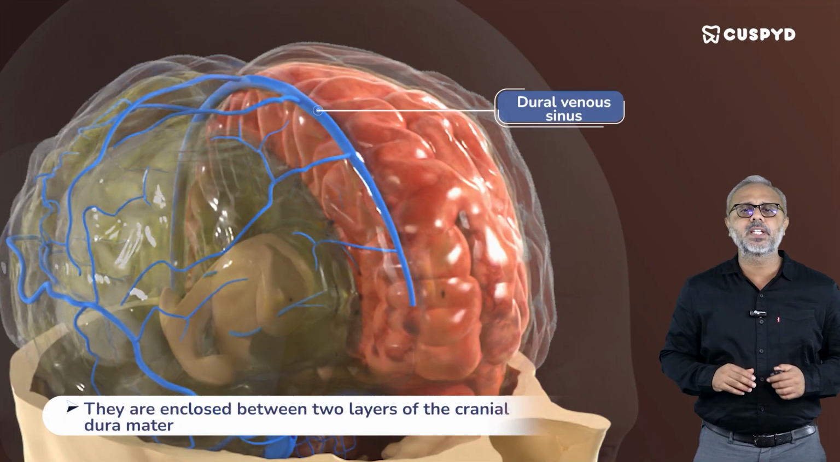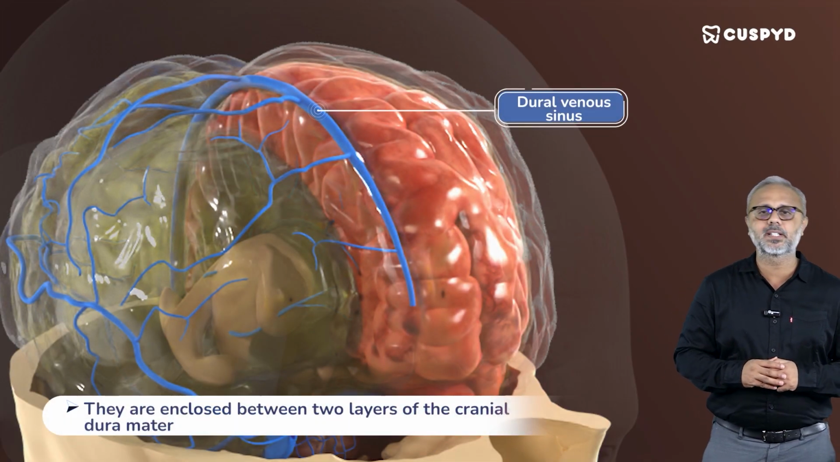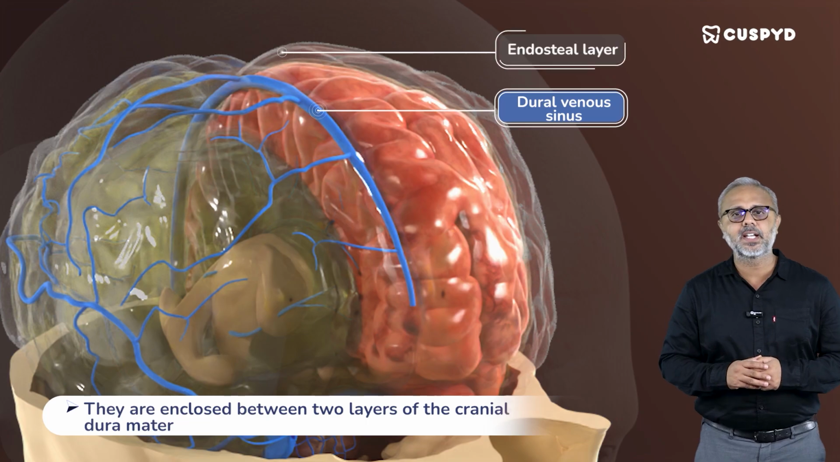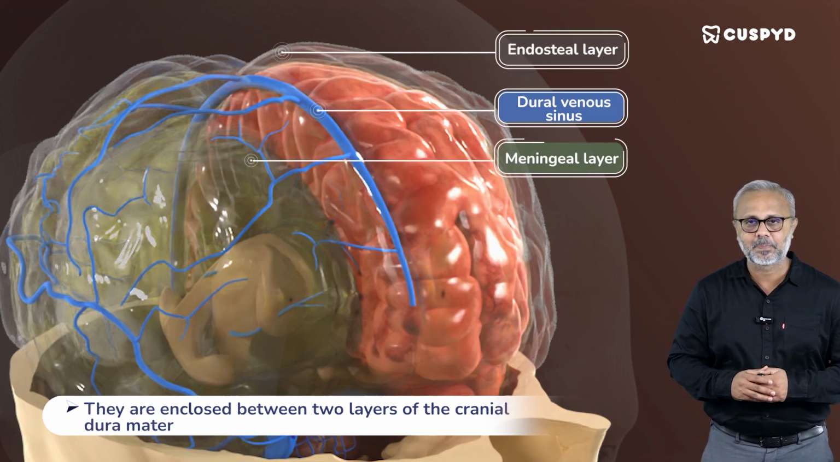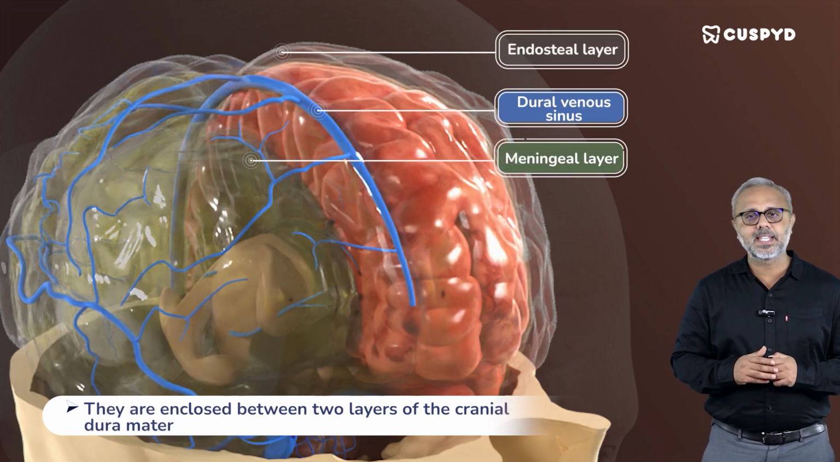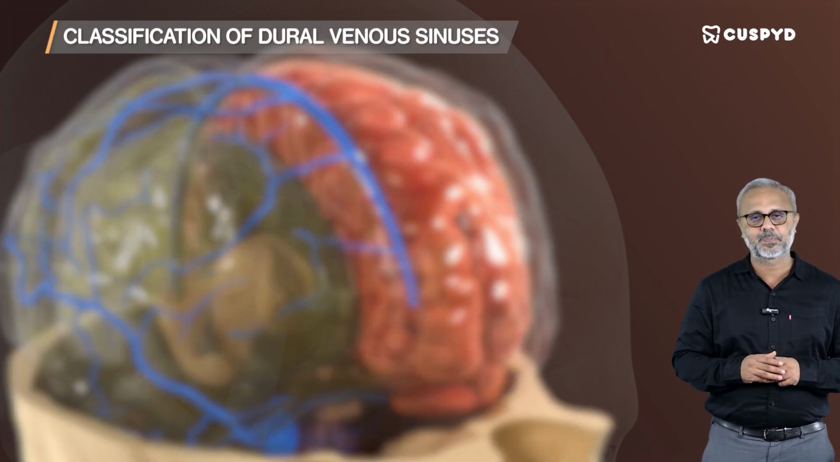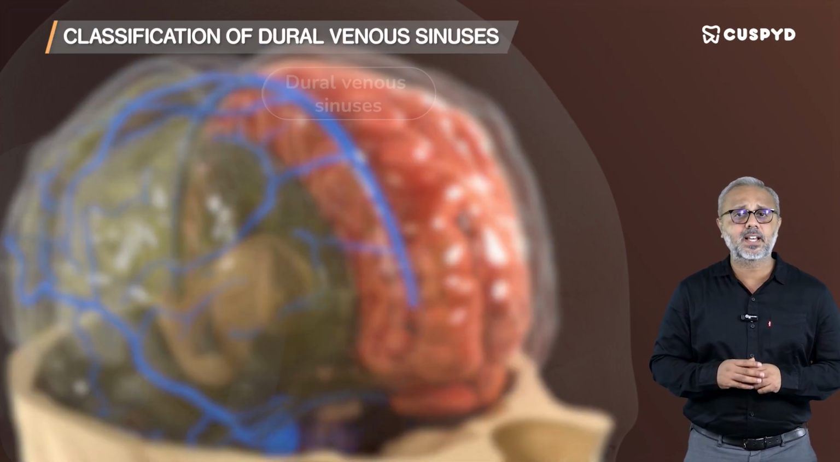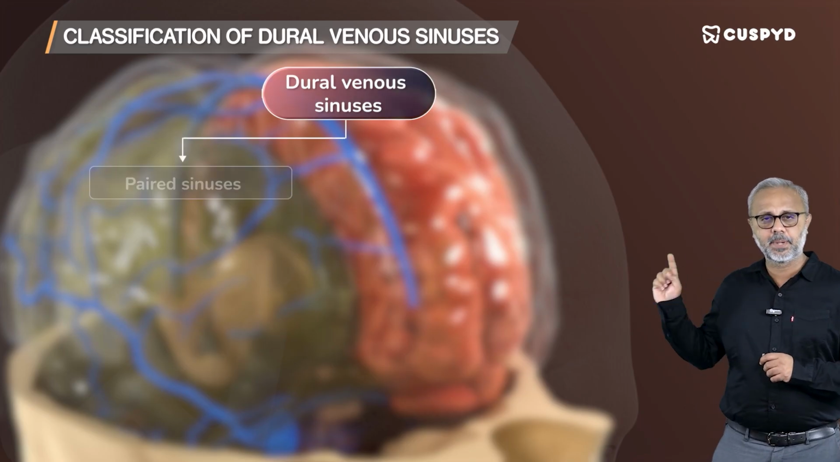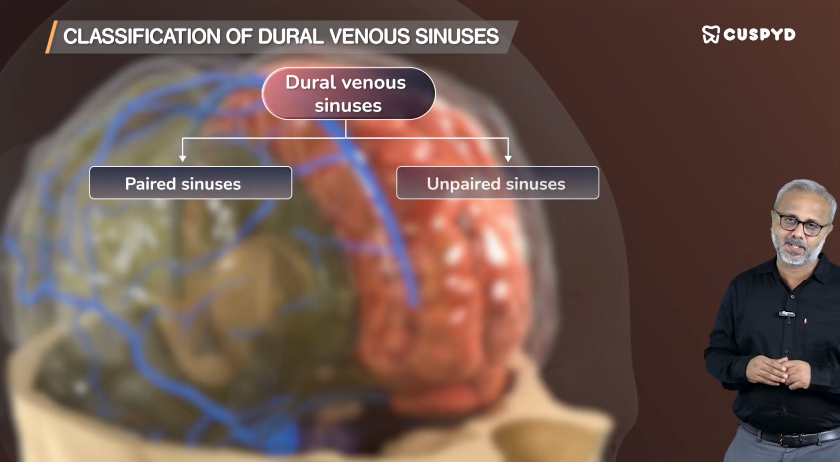usually enclosed between the two layers of the cranial dura mater, the endosteal layer and the meningeal layer. Now, let's see how these dural venous sinuses are classified. The dural venous sinuses are classified as paired and unpaired sinuses.